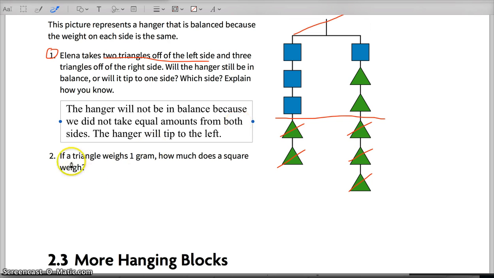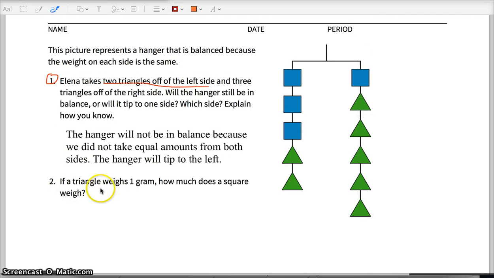And now we're going to move on to this piece that says, if a triangle weighs 1 gram, how much does a square weigh? All right, so now we know we've got some numbers to work with. So what I want you to do is go ahead and write a 1 inside of each one of the triangles so that we can see how much weight we know is on both sides. So write the 1s inside of all the triangles. And then once you're done with that, let's go ahead and count up what we know.